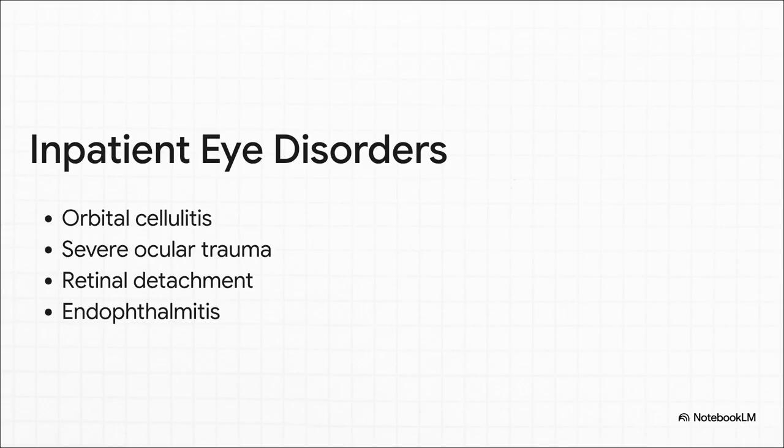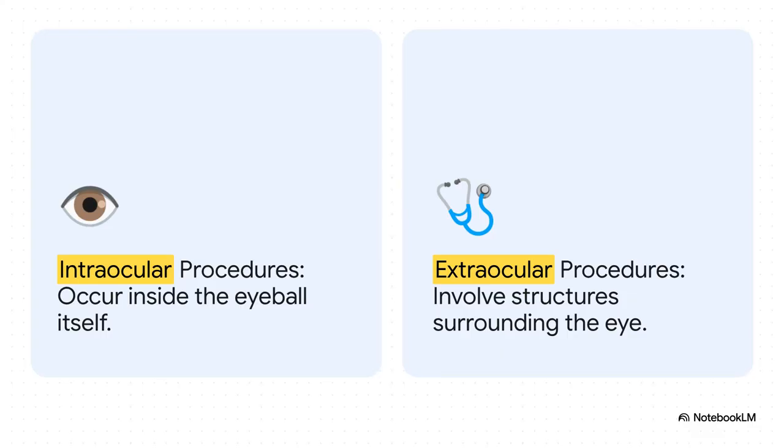For a patient to be admitted as a true inpatient under MDC02, they usually have to meet some really severe clinical criteria. We're talking aggressive orbital cellulitis, severe traumatic ocular injuries, complex retinal detachments, or deep infections like endophthalmitis. When those uncommon admissions do actually require an operating room procedure, the DRG logic splits them up again. The surgical DRGs are carefully partitioned into intraocular procedures, meaning inside the eyeball itself, versus extraocular procedures, which involve the structures surrounding the eye. Nailing down this specific anatomical approach is completely key to accurate DRG assignment.